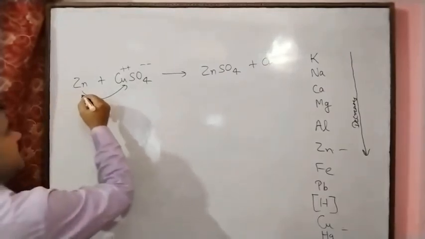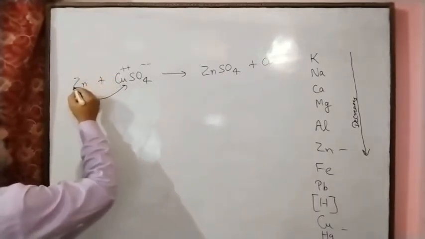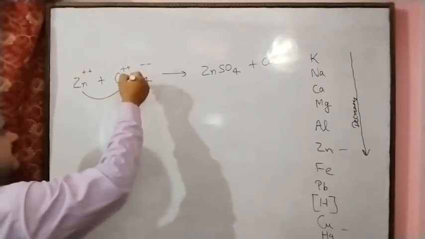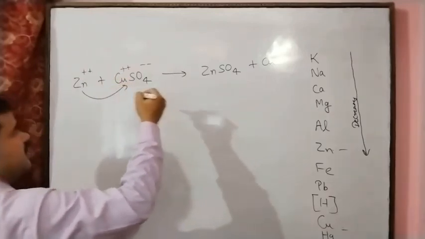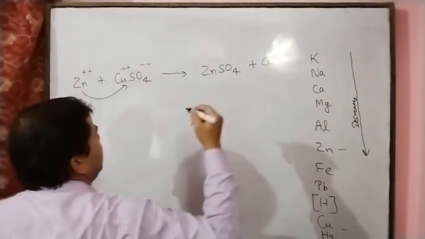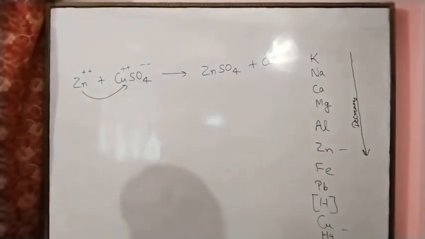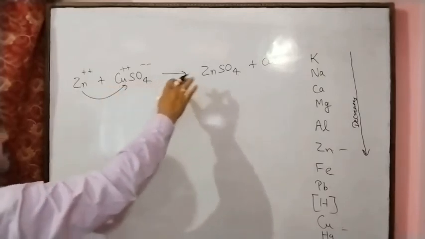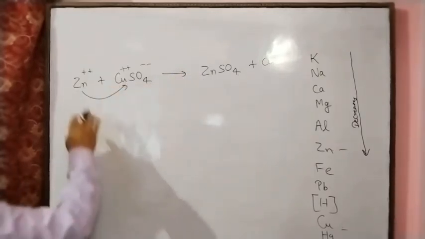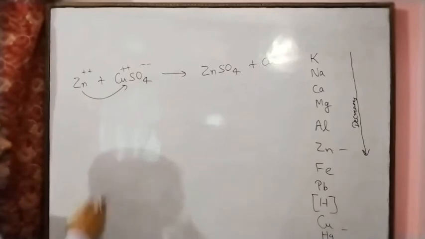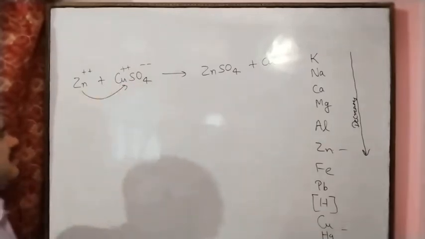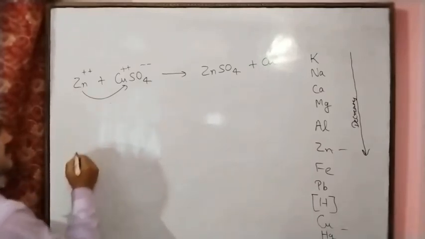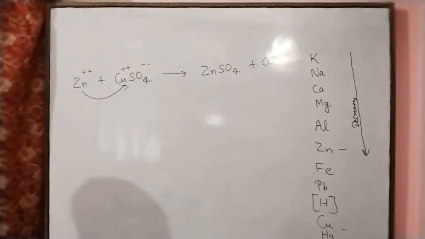In the aqueous solution, Zn by losing 2 electrons changes into the ionic form Zn2+, and it displaces the copper, and copper changes into the metallic form by gaining electrons. So we get ZnSO4 and Cu. This is the chemical equation, the chemical reaction in which zinc displaces copper. After this, we can see another example.